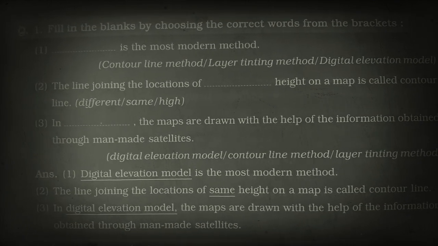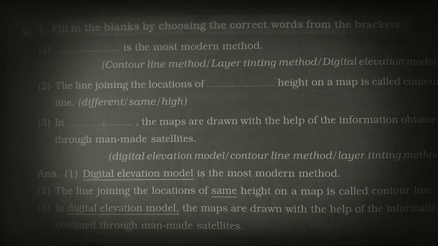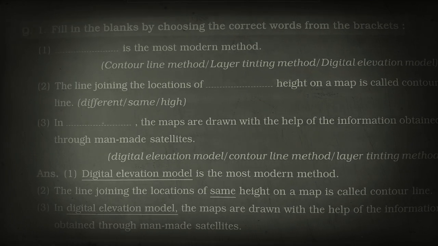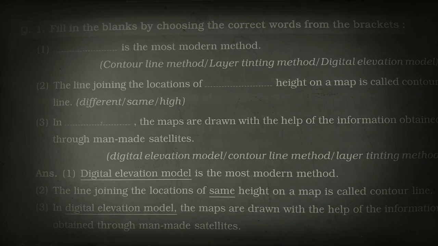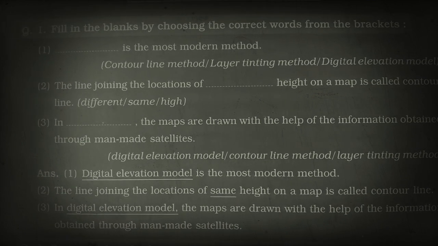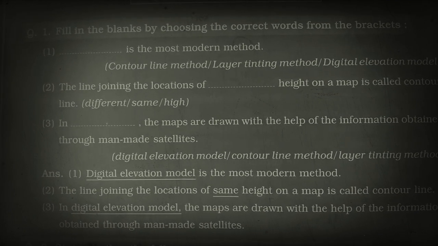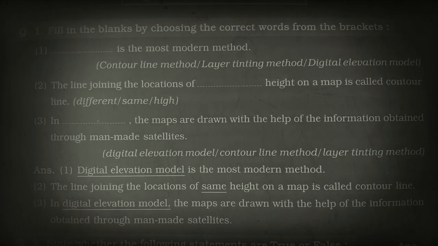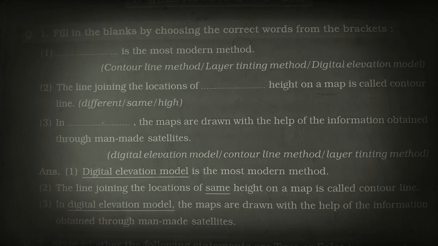Dash is the most modern method, that is digital elevation model. The line joining the location of dash height on the map is called contour line, that is same. Third one, in dash the maps are drawn with the help of information obtained through man-made satellite. So the answer is digital elevation model. Okay, so you can stop the video and you can write it down.